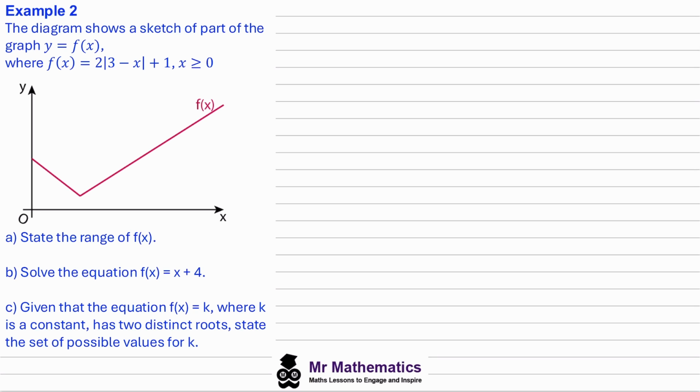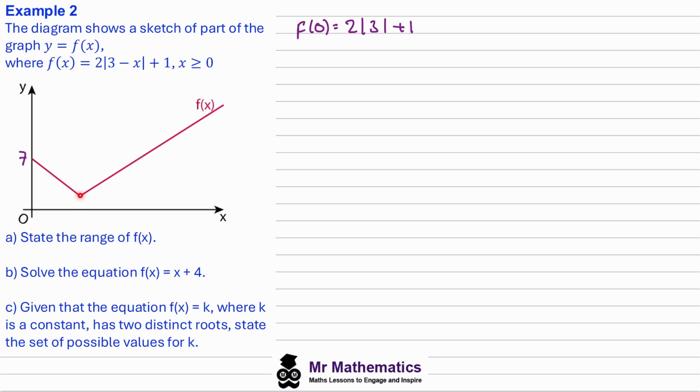So the first thing that we need to do is to work out these 2 coordinates. If we begin with this one, we know that x will be 0. So this will give us f of 0 will be 2 lots of 3 minus 0 plus 1. And 2 times 3 is 6, and plus 1 is 7. So this point will be at y equals 7.